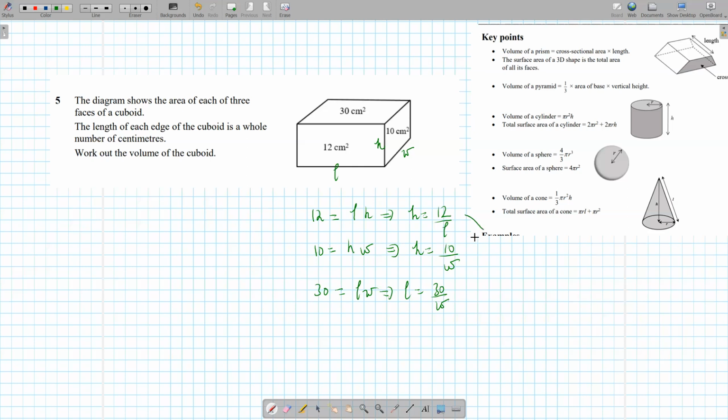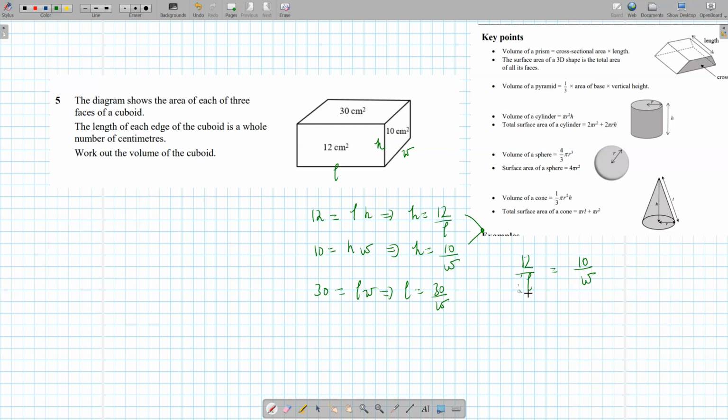Now look at this. This is H and this is also H, right? They both represent H. So we're gonna make an equation. 12 over L is equal to 10 over W, like that. Good so far?